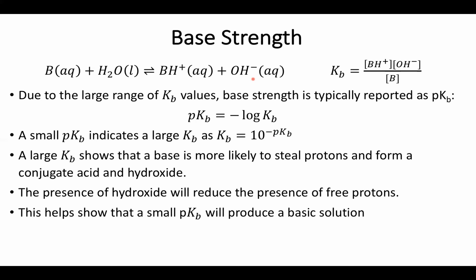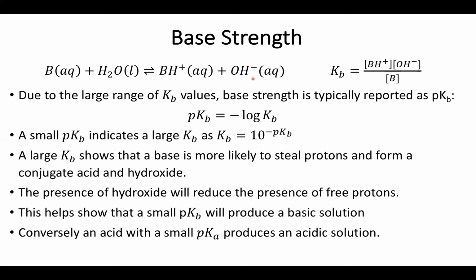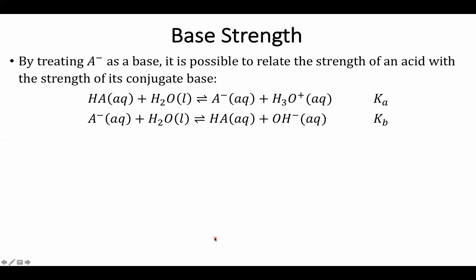The pH is going to go higher because there will be less protons present. So conversely, if I've got an acid or a base with a small pKb, we're more likely to have an acidic solution. Now, let's go ahead and try and relate our acids to our bases.